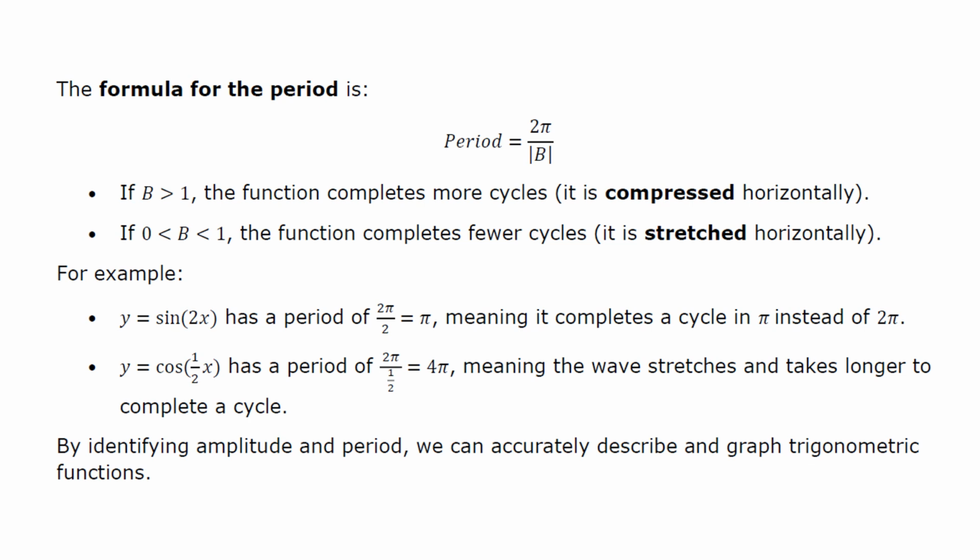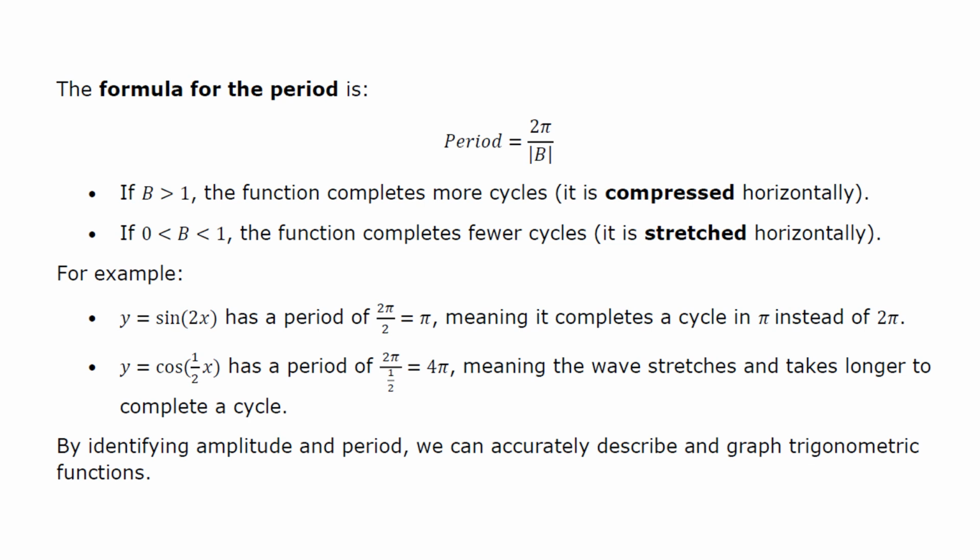If b is greater than 1, the function completes more cycles. It is compressed horizontally, so it's kind of squished together. If b is between 0 and 1, the function completes fewer cycles, meaning it is stretched horizontally.